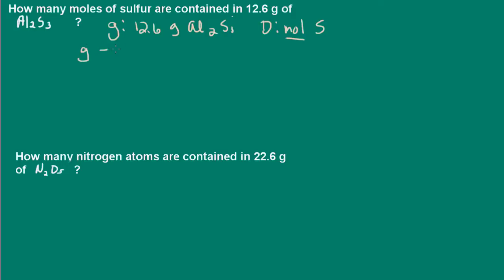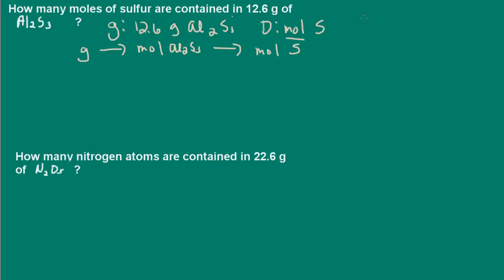So we can go from grams to moles of aluminum sulfide. That's easily done. We just use the molar mass. And then I can go from moles, and let me write the aluminum sulfide in here, of aluminum sulfide to moles of sulfur. So let's go ahead and write out our two conversion factors. Remember, one for each arrow. So from going from grams to moles of aluminum sulfide, I need the molar mass of the aluminum sulfide.